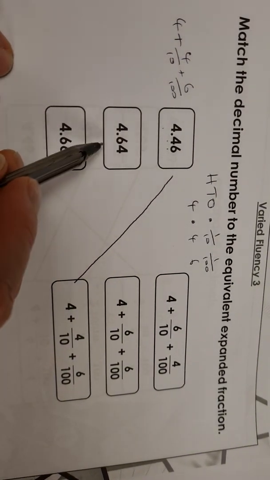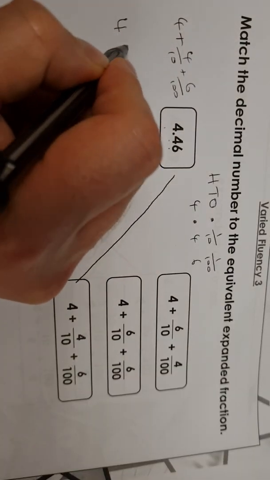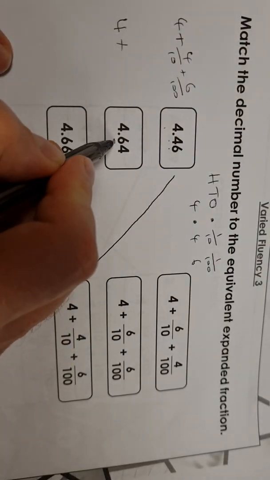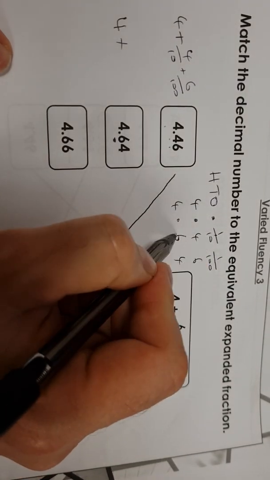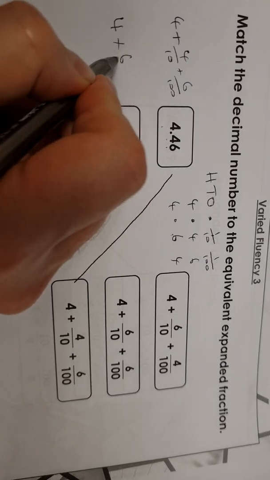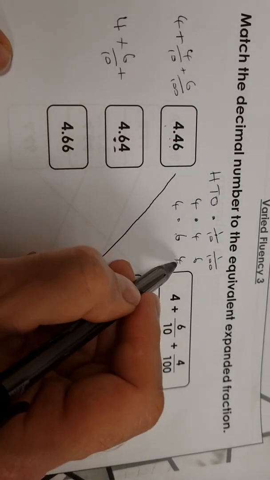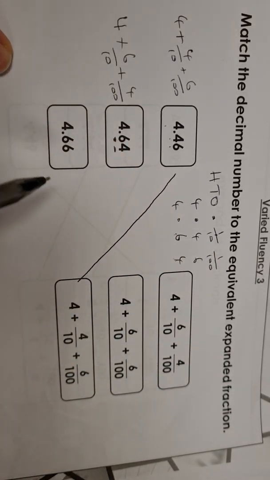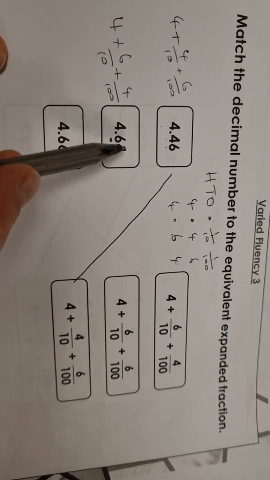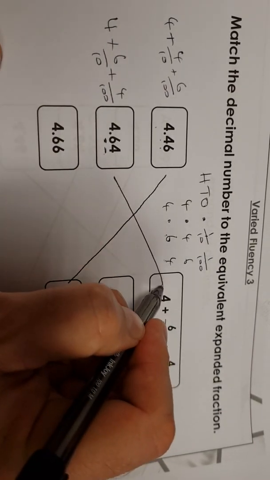Let's look at the second one, 4.64. Well, that's 4 whole ones. And what's this 6 here? Well, the 6 is in the tenths column. So that means that is 6 tenths plus, and this 4 here, the 4 is in the hundredths column. So that is 4 over 100. So I've got 4, add 6 tenths, add 4 hundredths. And that one matches to that one.